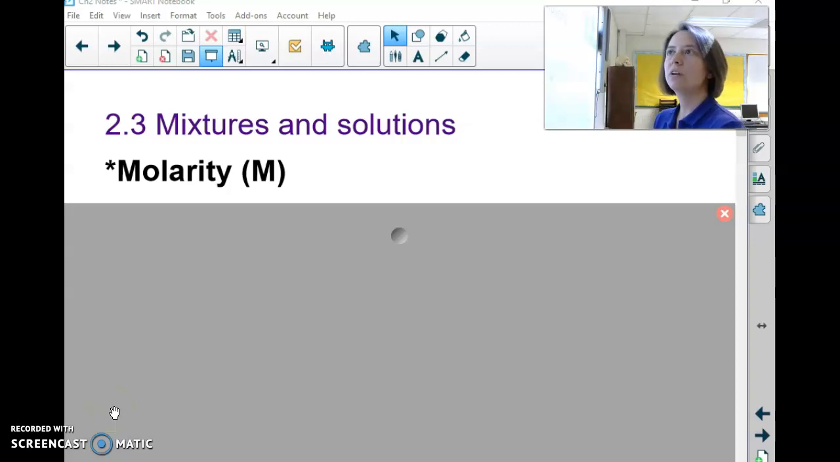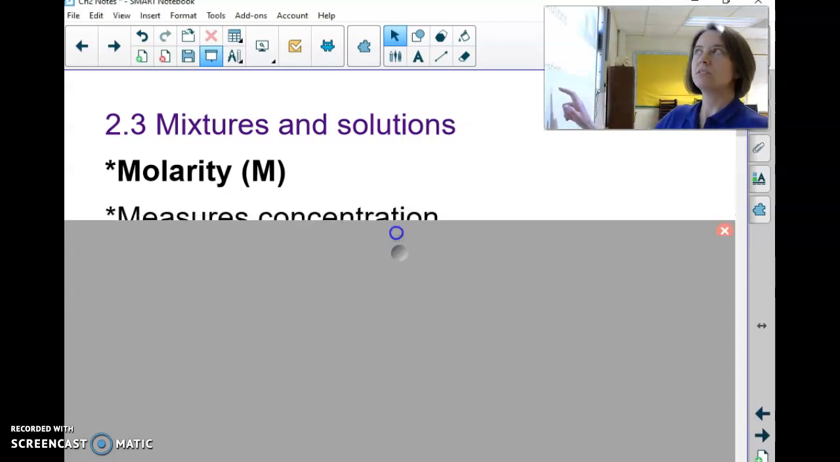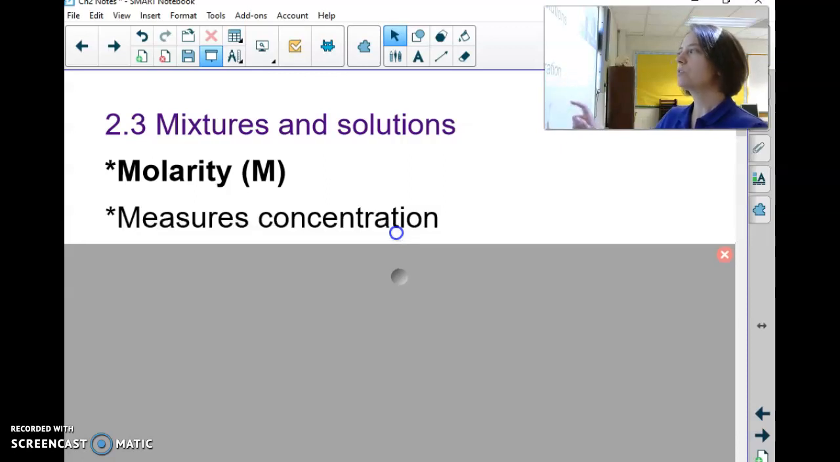And as promised, we are going to talk about molarity. Molarity is a good way of describing concentrations of solutions, which are mixtures. So please write that down. It measures concentration. And if you notice, the letter we use for molarity is a capital M, also the unit, so it's both.